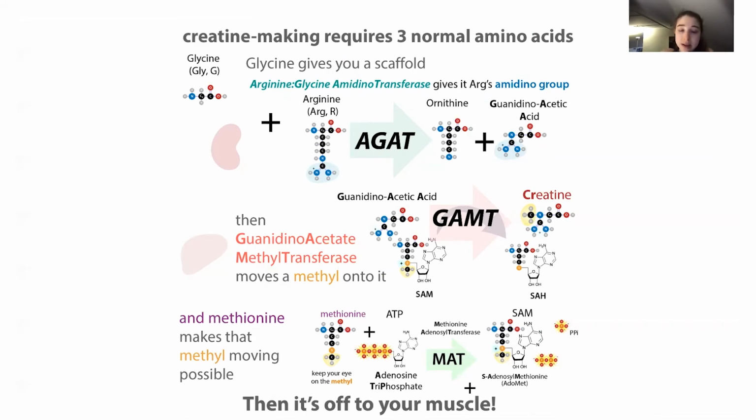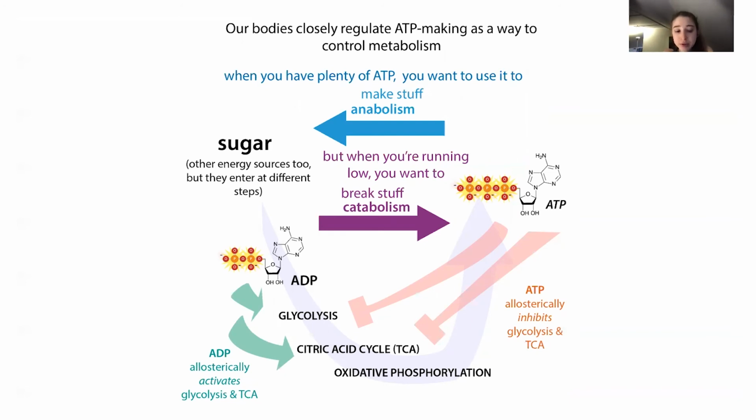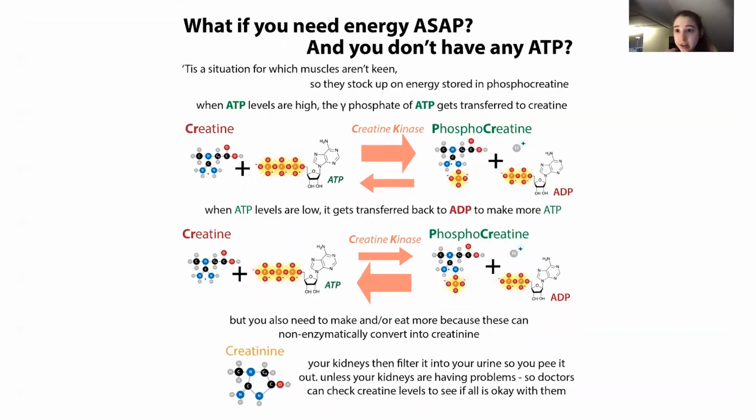But the muscle is the main user of this creatine. About 94% of your body's creatine is located in your muscles. And so it's really, really important for the muscles. Creatine is able to act as a sort of phosphate buffer.